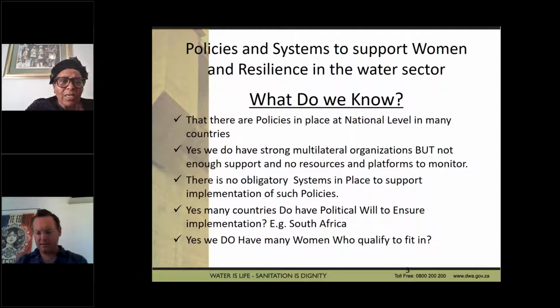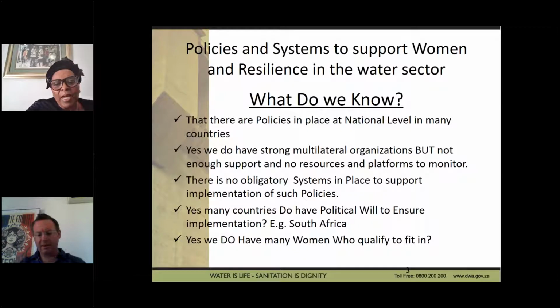The question is, we know that there are policies in place at national level in many countries. Yes, we do know that we have strong multilateral organizations, but not enough support or no resources and platforms to monitor those. And we know that there is no obligatory systems in place to support implementation of such policies.